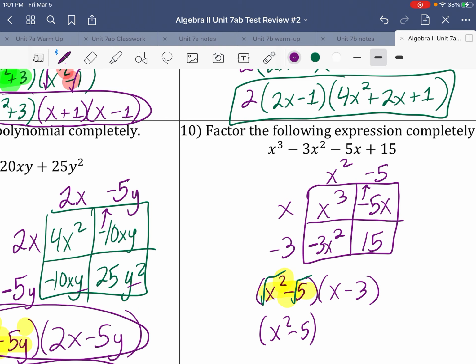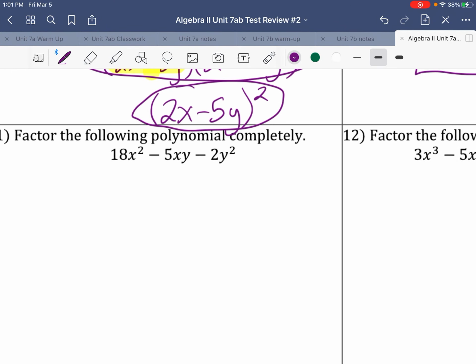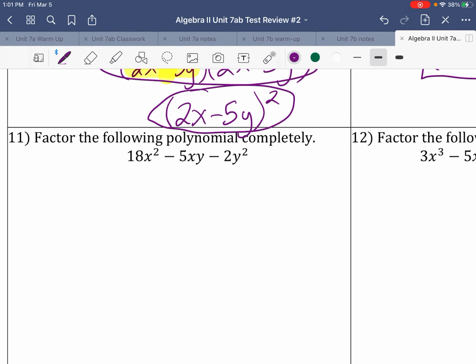X minus 3, look at that. Can we factor that any further? This is a difference, but there's no exponent, so no. Number 11, any greatest common factor? No. There's 3 terms, so let's look at a times c. Negative 36, what 2 numbers multiply to negative 36 that add up to negative 5?